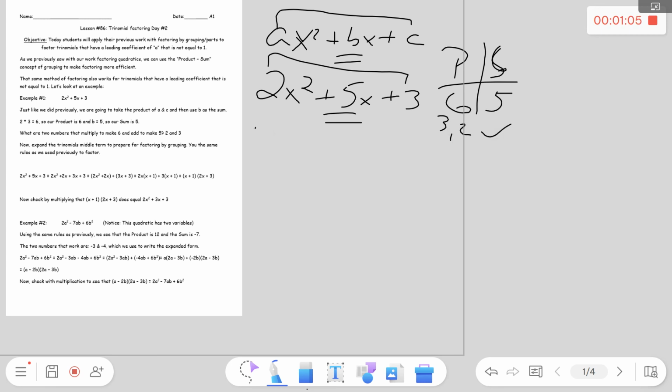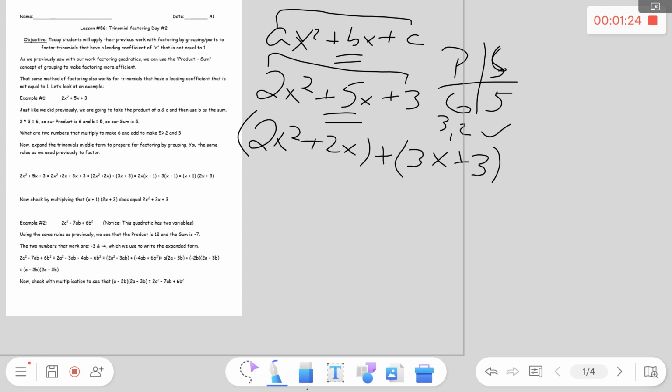So that looks very, very similar to what we just did. The difference now is I have 2x squared. Now you get to pick. They're both positive, so I'm going to put a plus 2x here. Let's keep them together. My plus sign comes between, as always: 3x plus 3. Now here's where your difference is.